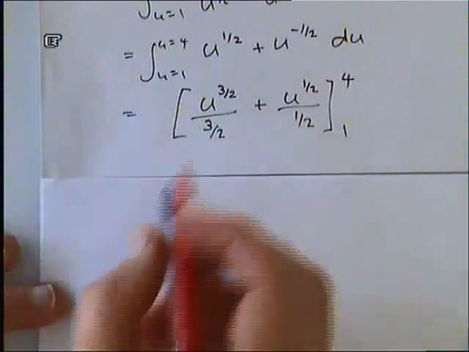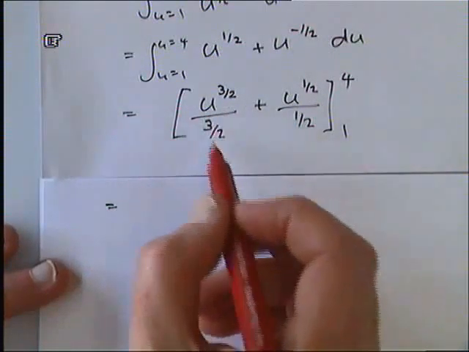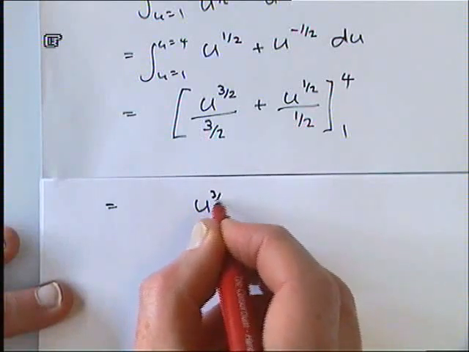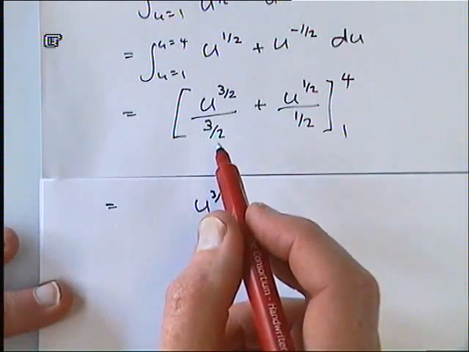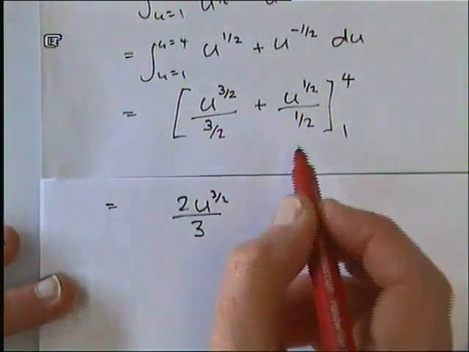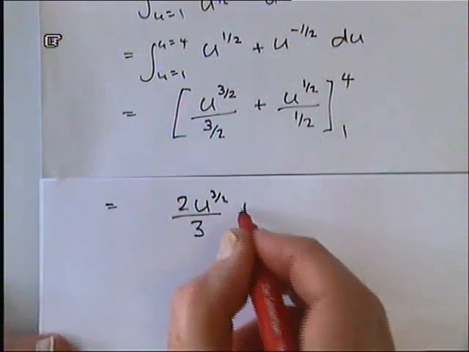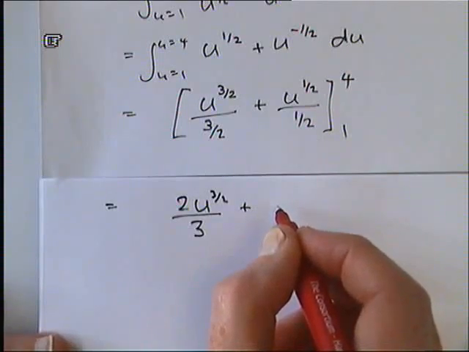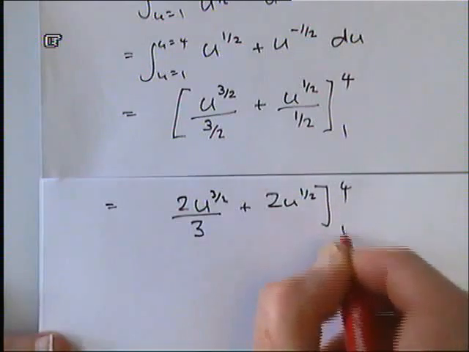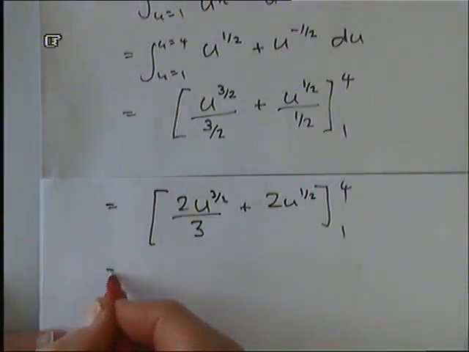At this point I would just write this out more simply. Dividing by 3 over 2 is the same as, yeah, timesing by 2/3. Over here, dividing by a half is the same as timesing by 2. Okay, I'm labouring this, I'm writing sort of every single step down, you might miss some of these out.